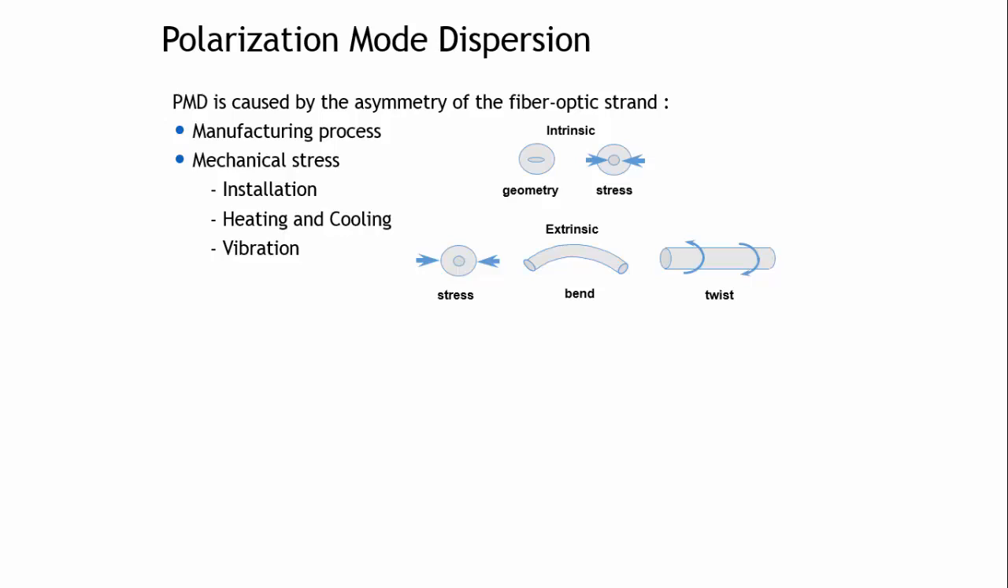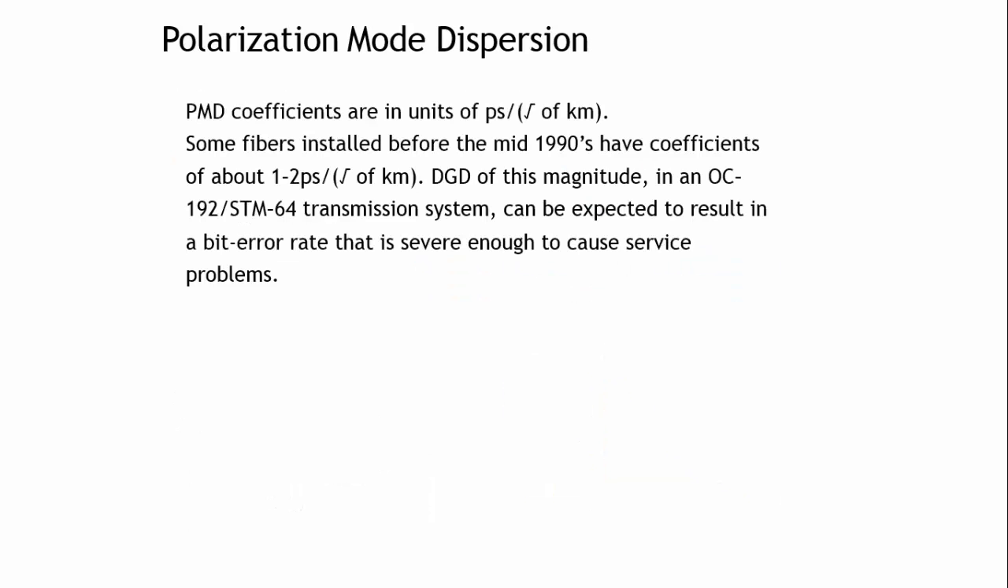Basically, polarization dispersion is caused because of the manufacturing process, like the core diameter might vary, the stress on the core, and other mechanical stress, bending of the optical fiber, twisting, the vibration, heating, cooling. These kinds of mechanical stresses can also give rise to polarization mode dispersion. Polarization mode dispersion coefficients are in units of picoseconds per square root kilometer.